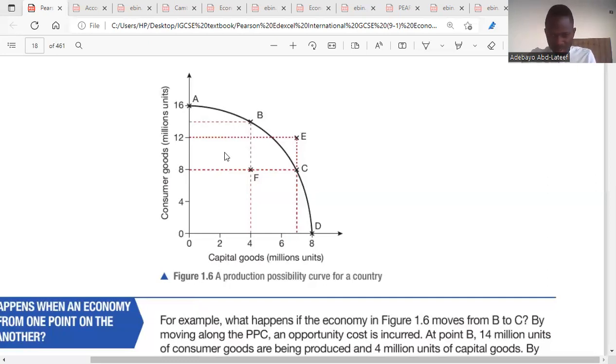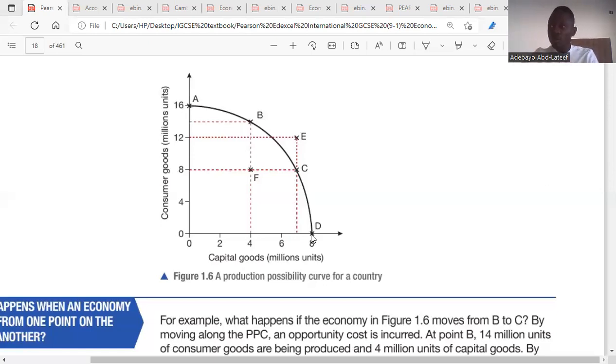Then let's go to point D. Look at point D. At point D, this economy will be able to produce 8 million capital goods at 0 units of consumer goods. So if this economy wants to produce at full capacity consumer goods, it will not be able to produce capital goods. I think that is clear.